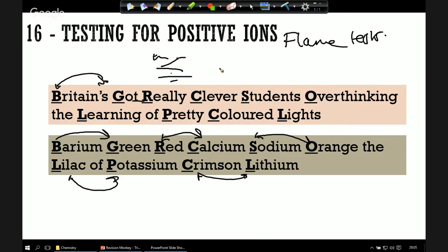So flame tests are one way, and you can take a little bit of the metal, perhaps put it on a stick, post it in the Bunsen burner, and see what colour that flame of the Bunsen burner goes. If it goes green, for example, you've got barium. If it goes red, you've got calcium. If it goes orange, you've got sodium. And if it goes lilac, you've got potassium. And crimson, you've got lithium. So making a list of those and putting those on your wall would be a really good idea.